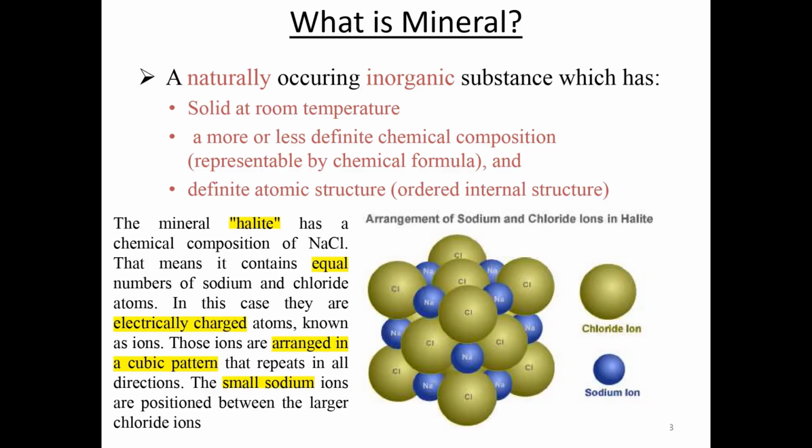What is a mineral? A naturally occurring inorganic substance that has a solid state at room temperature, a more or less definite chemical composition representable by a chemical formula, a definite atomic structure, and an ordered internal structure. The mineral halite has a chemical composition of sodium chloride. This means it contains equal numbers of sodium and chloride ions, arranged in a cubic pattern that repeats in all directions.